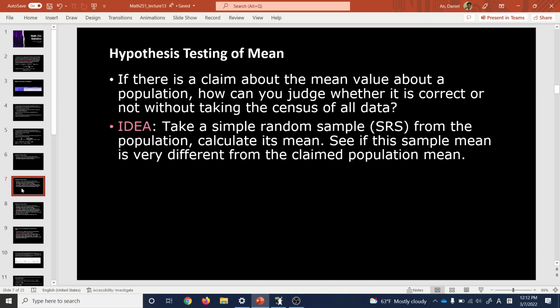And the idea is to do this. Take a simple random sample from the population, or open a box of the pumpkins and weigh them, right? You get the raw data, and then calculate the mean. And if the mean value is very different from what you're promised, then you say, hey, I don't believe what you're saying. You go back to the supplier and say, the deal is off, okay? And that's a very smart way to run a business, okay?